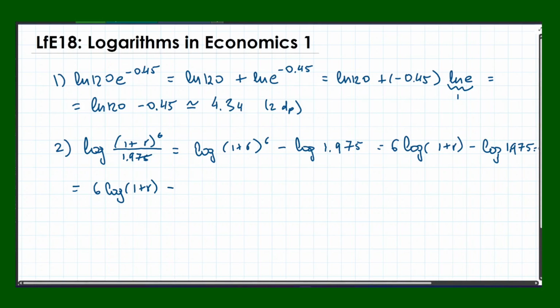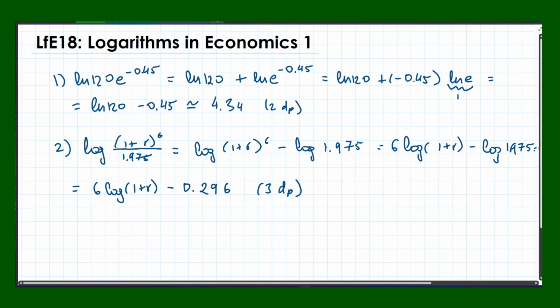log 1.975. Now remember, if I know the base, which is 10 in this case because log is base 10, and if I know the argument, which is 1.975, I can calculate the number that is equivalent to this log expression. So let's do that. Pick up the calculator, and log 1.975 is actually 0.296 to 3 decimal places.